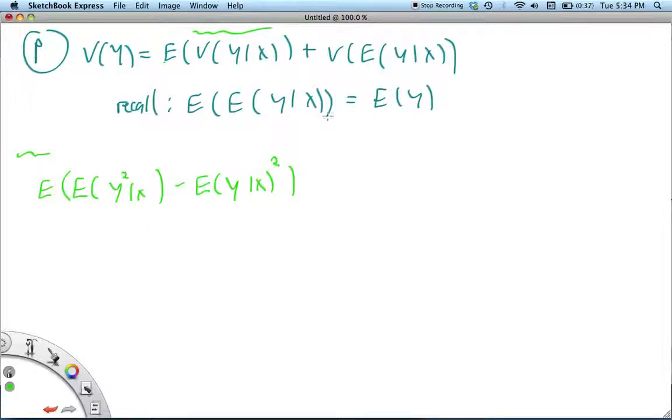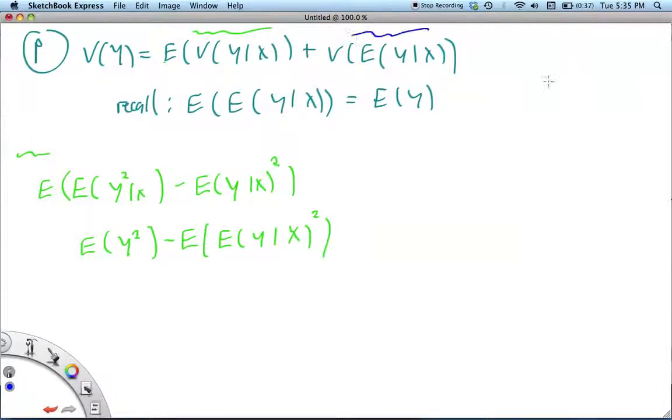By the rule of iterated expectations, we can write that this is just the expected value of y squared, and over here we have the expected value of the expected value of y given x, squared. So you might think, well, why don't we just do the same thing? The expected value of y given x, we're taking that squared, so why can't we? Well, maybe you can, but we're just going to leave it for now. We just want to let it find its mate here.